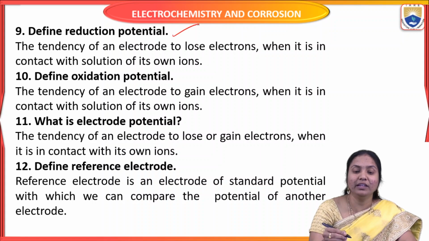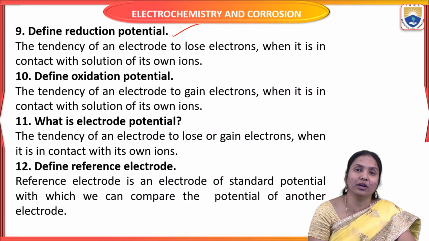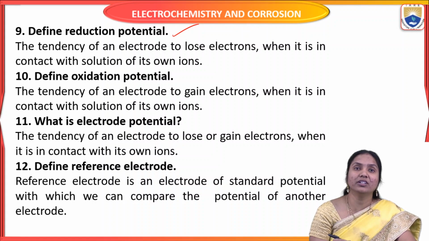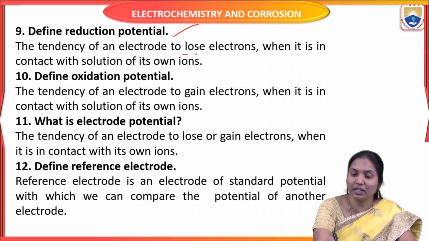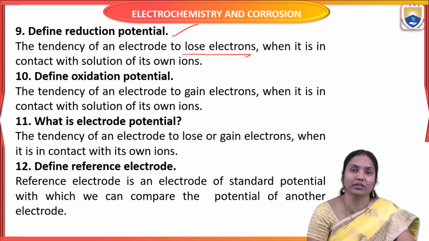So next one is to define reduction potential. Reduction potential is the tendency of an electrode. An electrode is a metal or metallic rod which conducts electricity. So here reduction potential means the tendency of an electrode to gain electrons when it is in contact with a solution of its own ions.